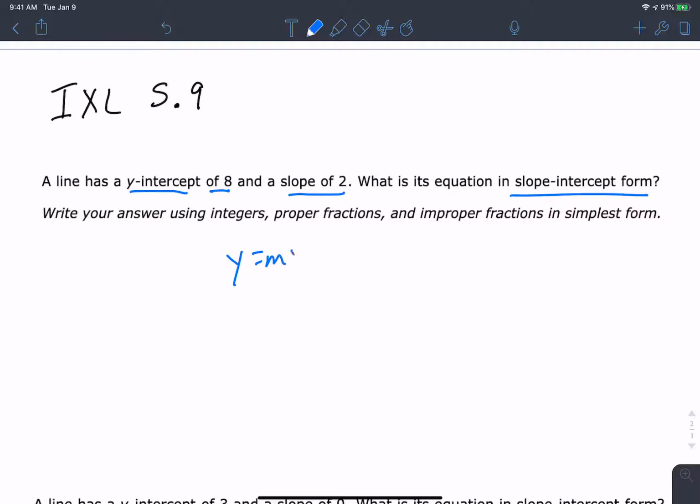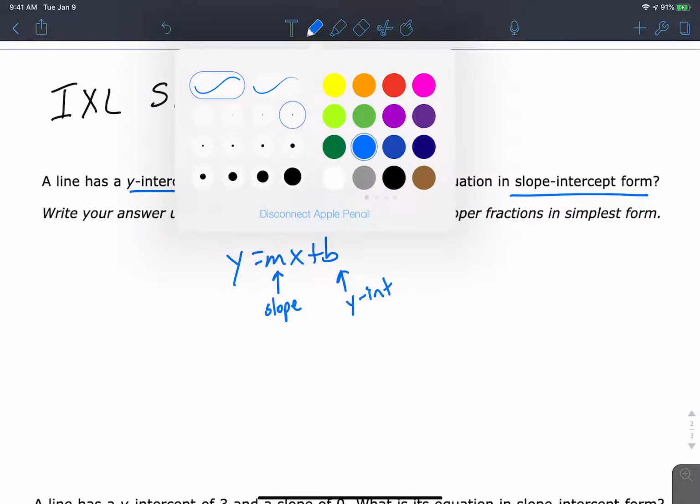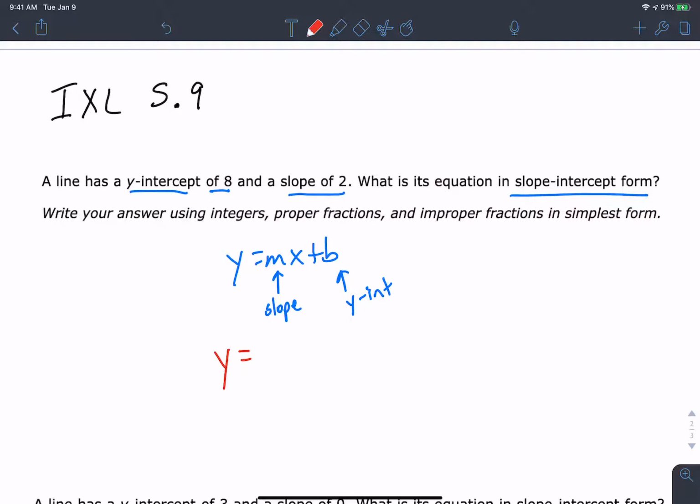So y equals mx plus b is our slope-intercept form. We have to know that m stands for our slope, b stands for our y-intercept. So we're just going to take our numbers and plug them in. Y and x stay a part of the function because that represents all the ordered pairs that would fall on this line, and there's lots of them.